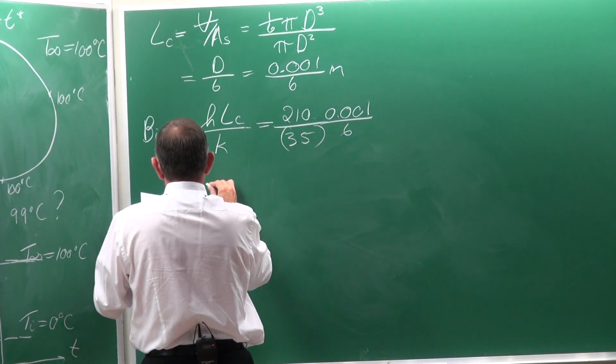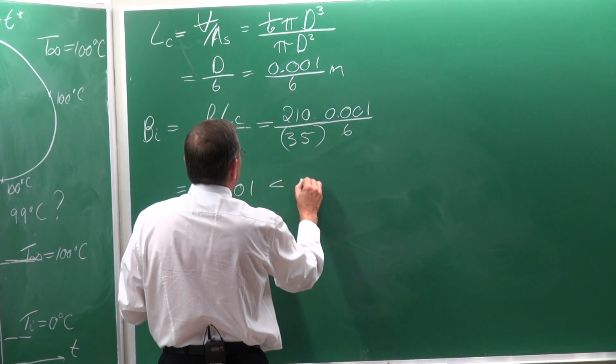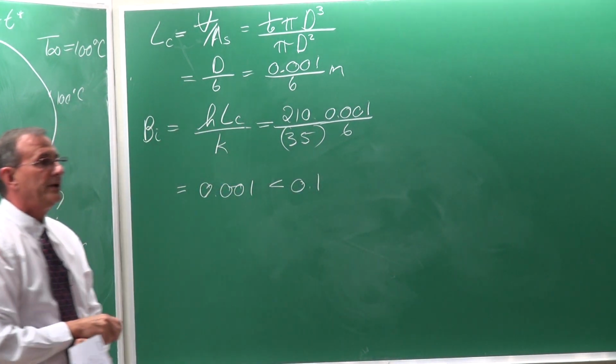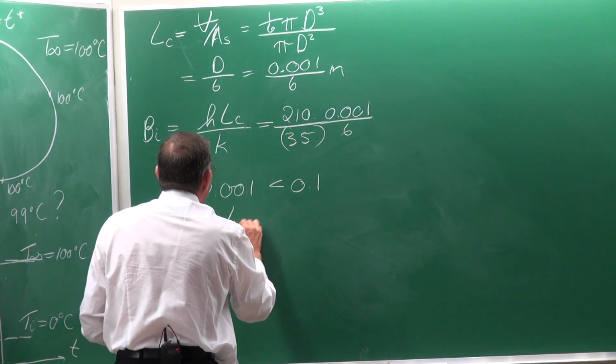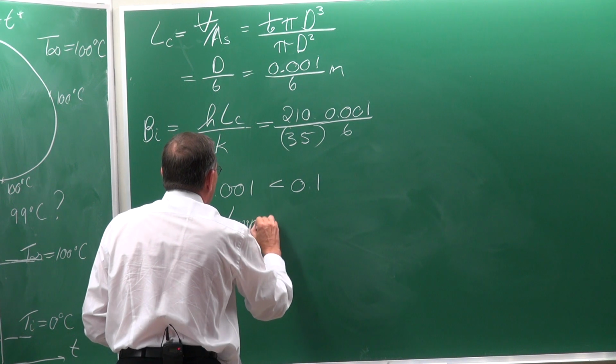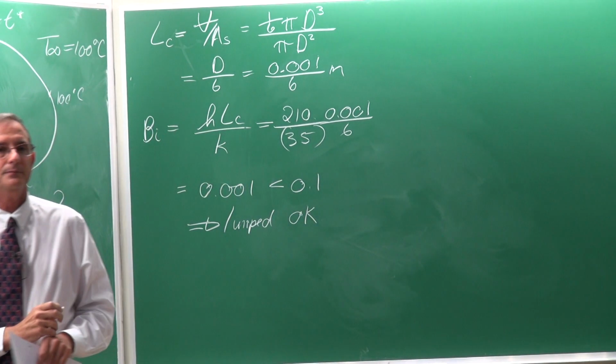So the Biot number is equal to 0.001, and that is smaller than 0.1, which means the lump system is okay. We can use it.